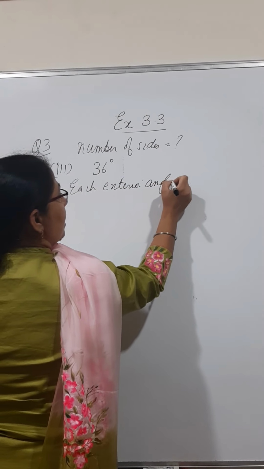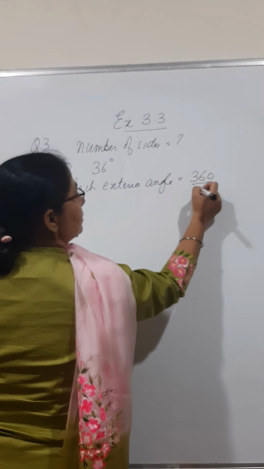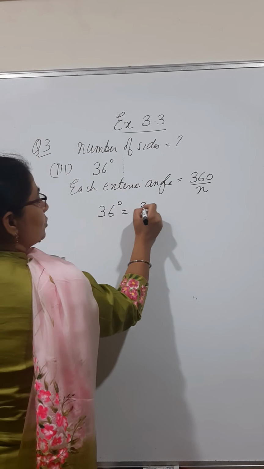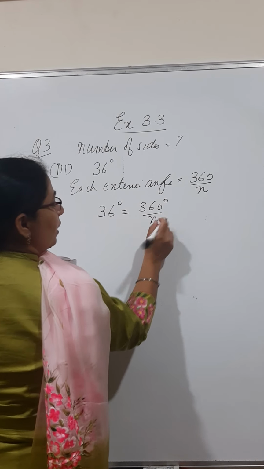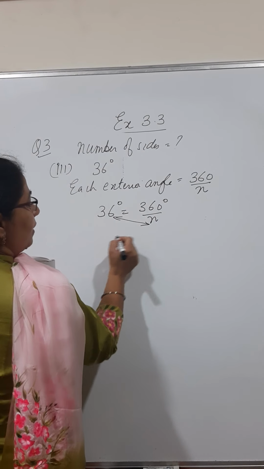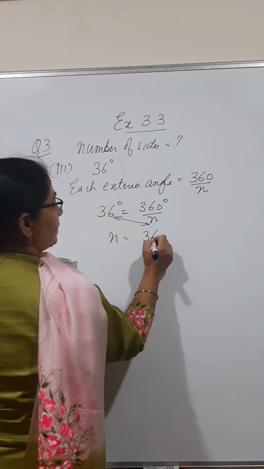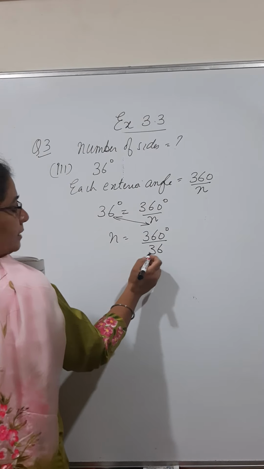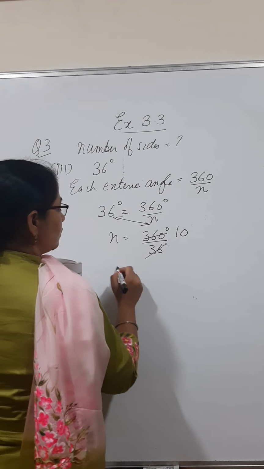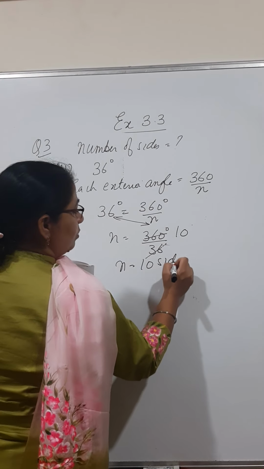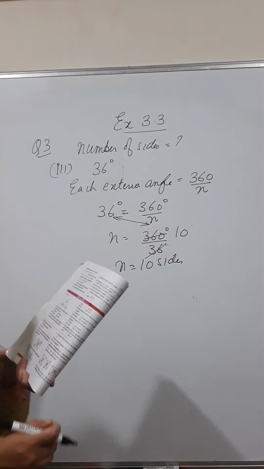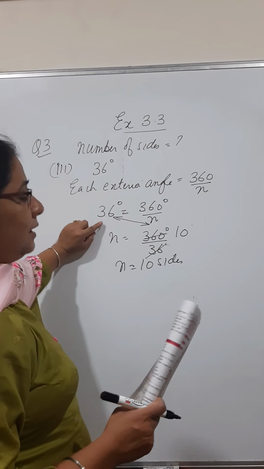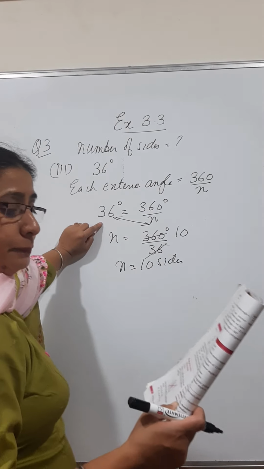So, each exterior angle is equal to, what is the formula? 360 divided by the number of sides. Now, each exterior angle is given to me as 36. So, 36 degrees is equal to 360 upon n. If I want to find n, then when I divide 360 by 36, 36 tens are 360. So n is equal to 10 sides. In the same way beta, if you are given angle 24, 45 or 72, again you will put each exterior angle equal to the given value and you can solve it.